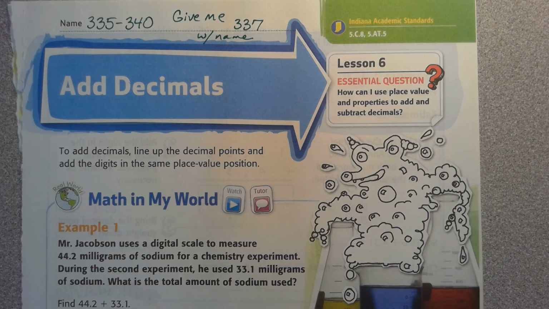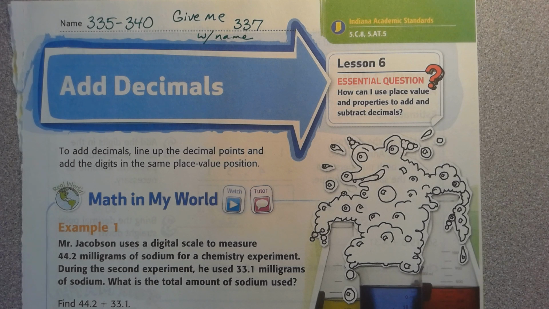So the essential question for this lesson is, how can I use place value and properties to add or subtract decimals? Well, we're just doing the adding part right now. To add decimals, we have to line up the decimal points and add the digits in the same place value. Now this is why we learn place value, guys.